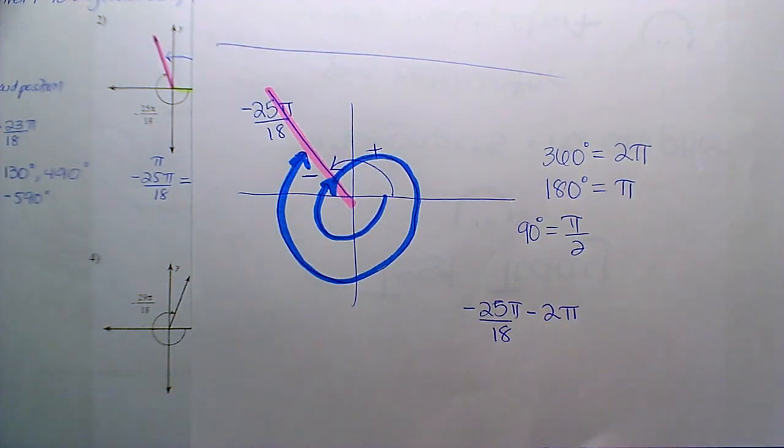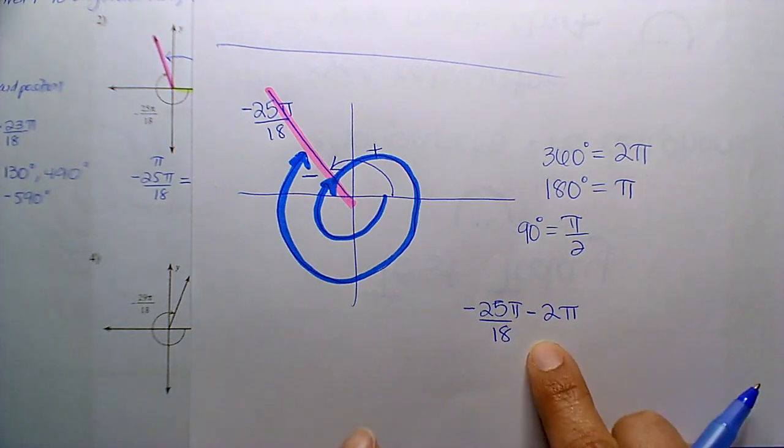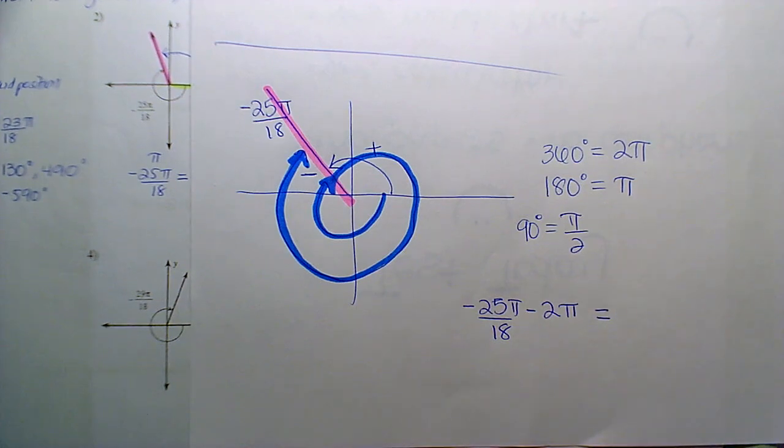So add another 2 pi. Yes, I'm adding, but why do I put a negative? Because I'm doing the negative angle rotation. That's why I'm not adding, right? If I added, I would be subtracting. I want the negative because I'm in the negative opening. Okay? And so what do you get?